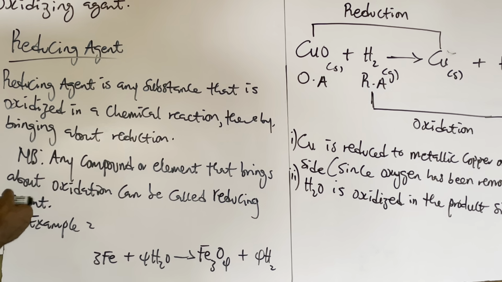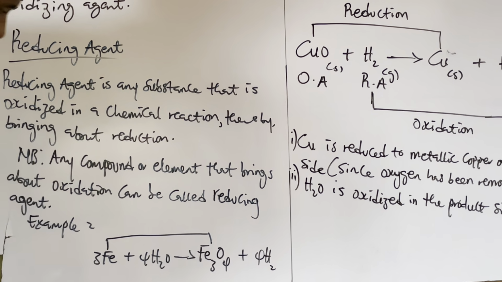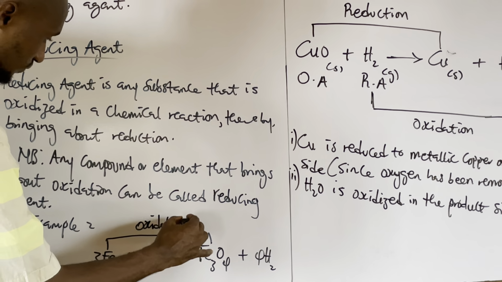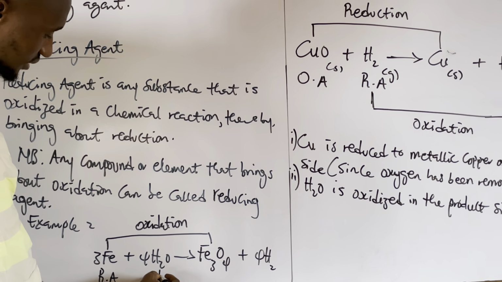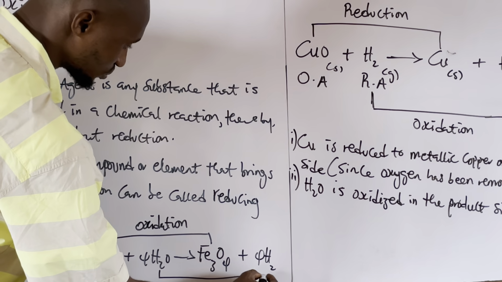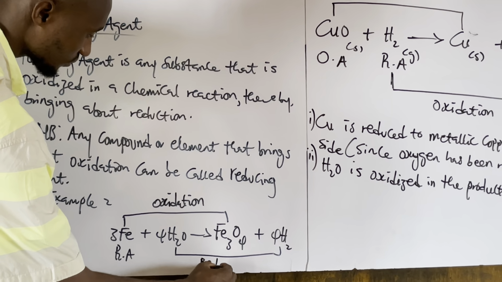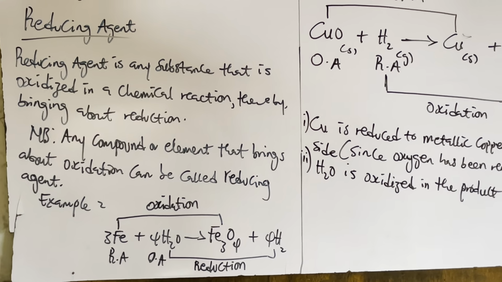So from here to here, what do we call this? This is oxidation, right? What do we call this? Is it oxidizing agent or reducing agent? This is reducing agent. Now, from here to here, what do we call this? We call this reduction, right? What do we call this? Oxidizing agent.